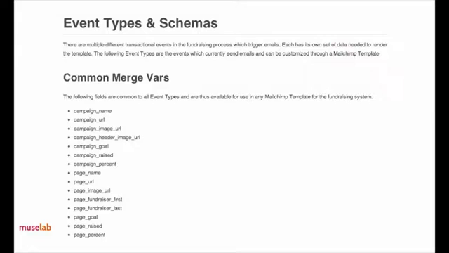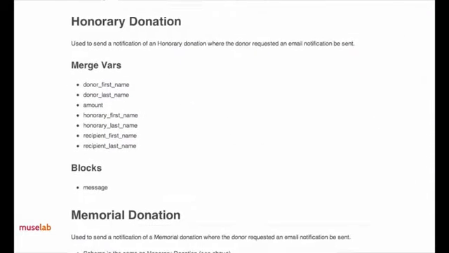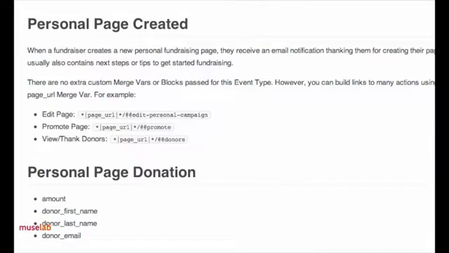So the event types and schemas, this is for the MailChimp templates. All of these variables here get passed to the template for any campaign-based email. In addition, the donation thank you gets passed an amount, the first name, the last name, and HTML blocks of the receipt and the campaign thank you message. The honorary donation gets information from the honorary form that it can merge in, and the message that the person typed as an HTML block. Memorial donation is the same data set. Personal page created is actually just the standard campaign info, but I provided some links here on this hidden wiki page in GitHub right now.